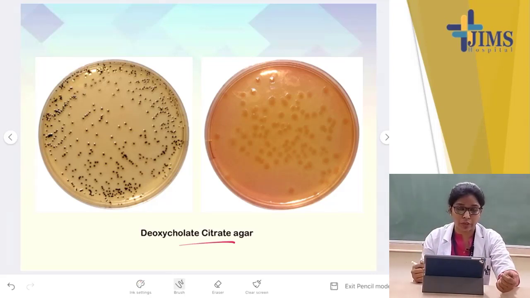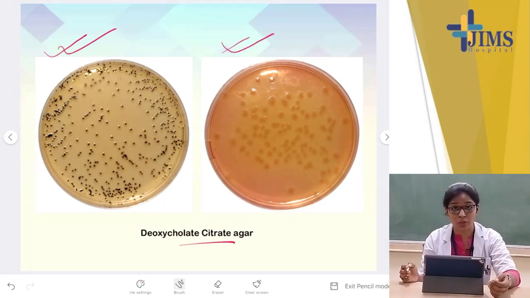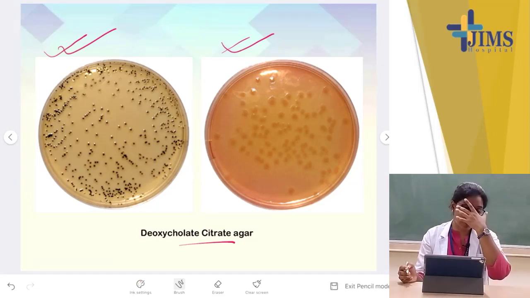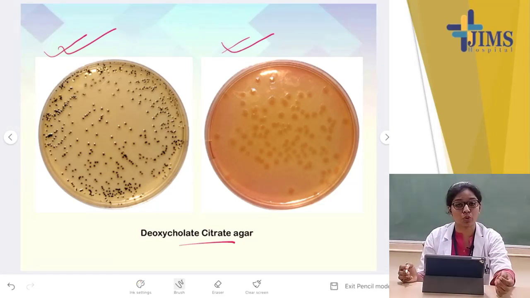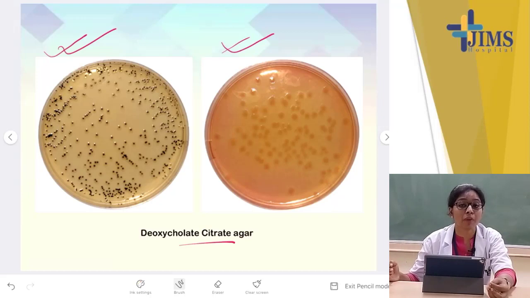You see a difference over here. The left hand side diagram has black centered colonies and the right hand side diagram does not. Why is it so? The left hand side one is Salmonella, which has black centered colonies because here ferric ammonium citrate is utilized, or rather it is converted into iron sulfide.